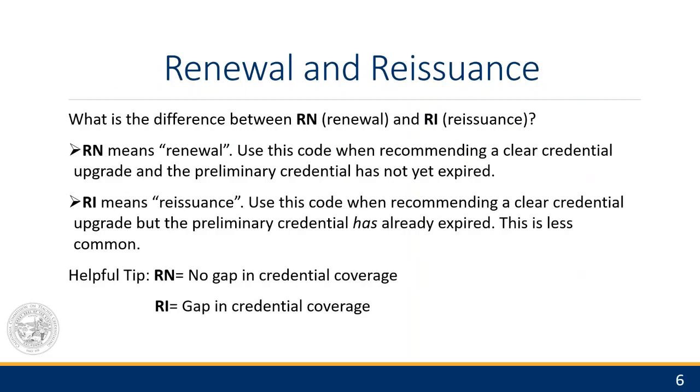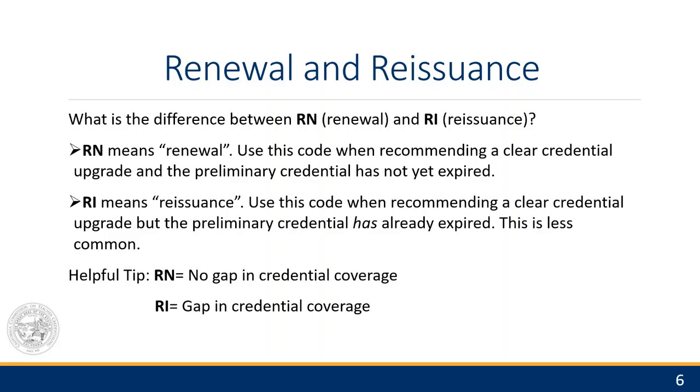There's also confusion between renewal and reissuance. RN is renewal, RI is reissuance, and we need to talk about what the difference is between those two. So RN means renewal. We use this code when you're recommending a clear credential upgrade and the preliminary credential has not yet expired. So preliminary credential, still valid, still current. They're ready for the upgrade. You're submitting the clear credential upgrade. The code's going to be RN every time.